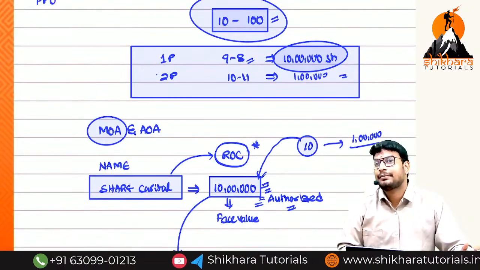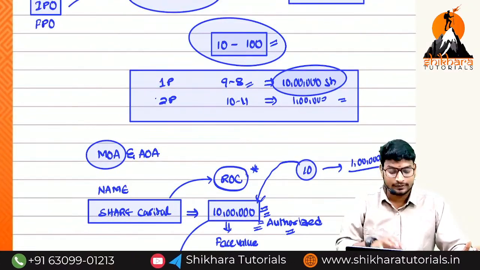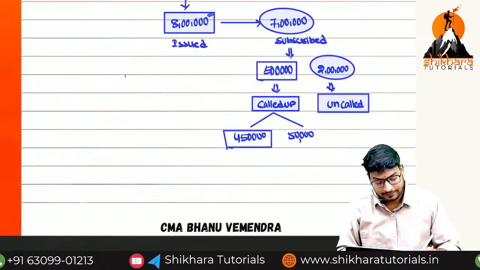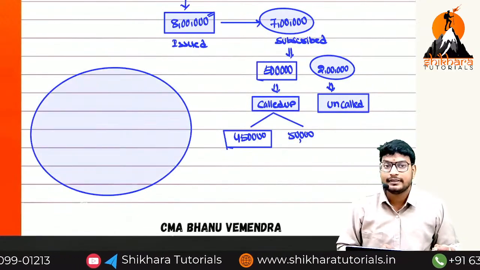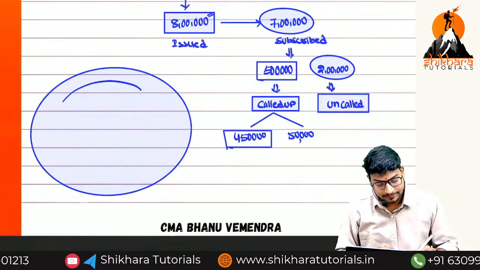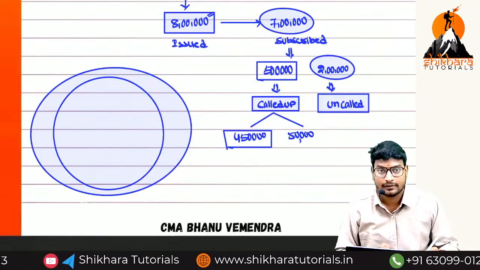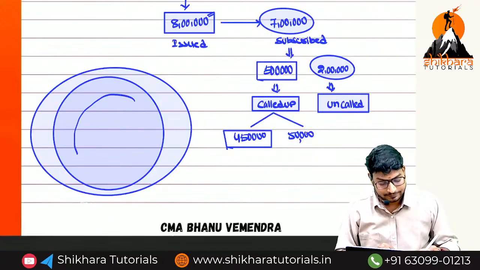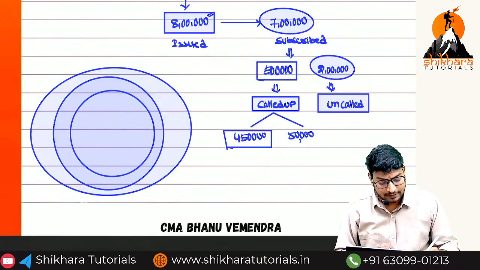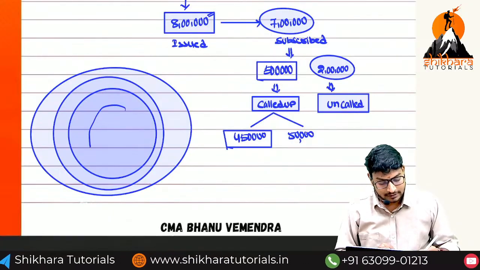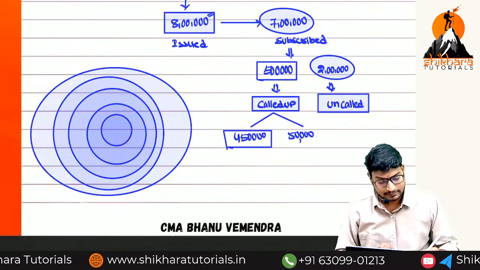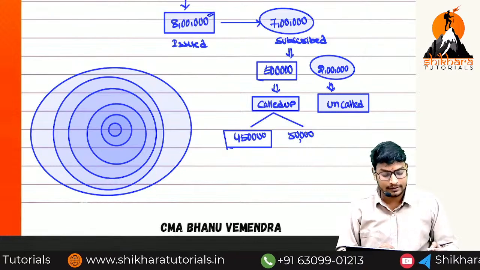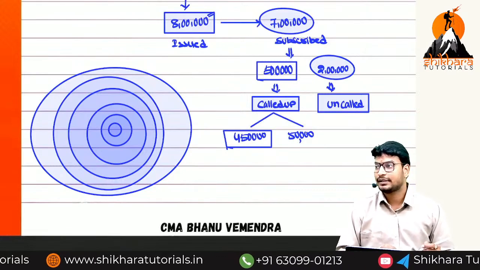Categories of share capital. What will be the first one? So if you take a circle, imagine this is called authorized. In this authorized, what will be there? Issued will be there. Okay? What is the third layer? Subscribed. What is the fourth layer? Called up. What is the fifth layer? Paid up. Uncalled. Paid up and uncalled. So this is the picture about the categories.